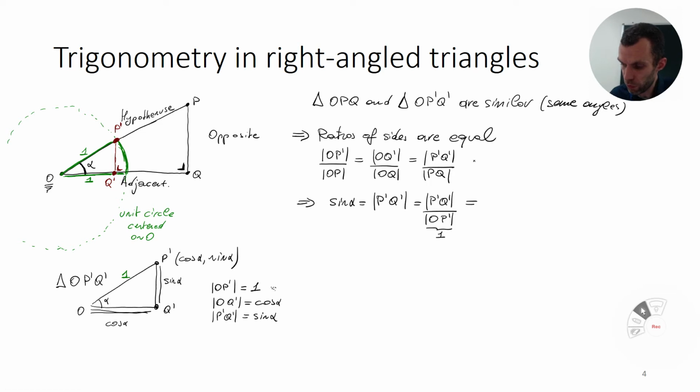And now, if you use this formula here, it's not exactly the same. You have to reshuffle the different sides a bit. You'll get that P prime Q prime divided by OP prime is equal to PQ divided by OP. So these are the sides in the big triangle, and we give them names. PQ, that's the length of the opposite side, and OP, that's the length of the hypotenuse.